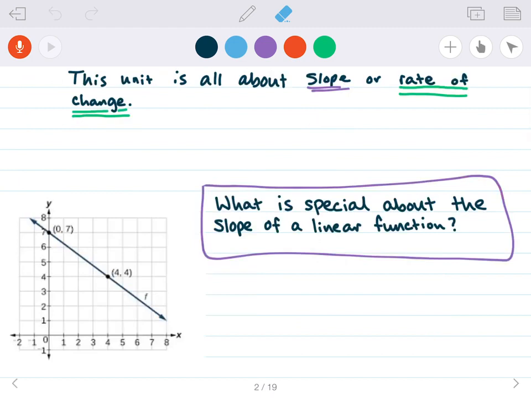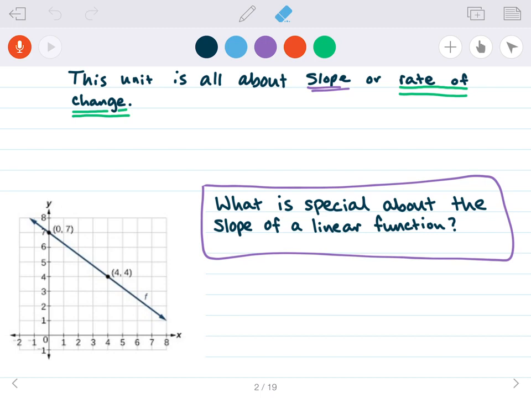Everything that we're going to talk about in this unit, and pretty much for half of the calculus class, is going to be slope. In calculus, we are interested in the slope at a particular instant in time of a function.